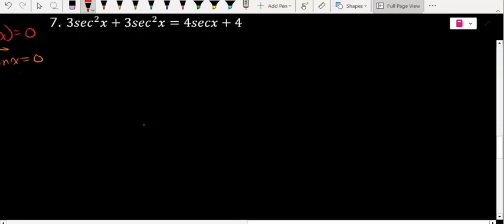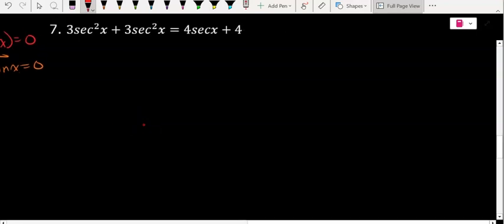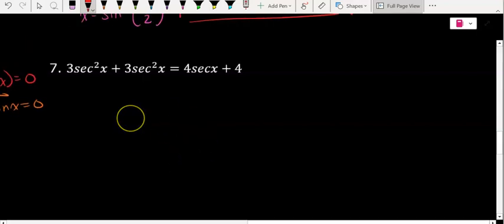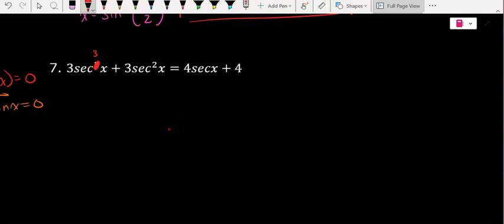All right, so we're going to go ahead and continue here with number 7. This is our day 2 of 3.10 for AP Precal. In this particular one, if you notice I have secant, I forgot to fix that. This right here actually should be cubed. So here, I've got secant cubed, secant squared, secant, and then I have a whole number.